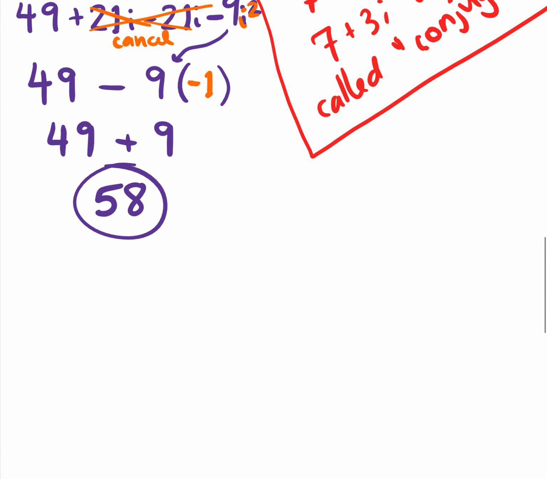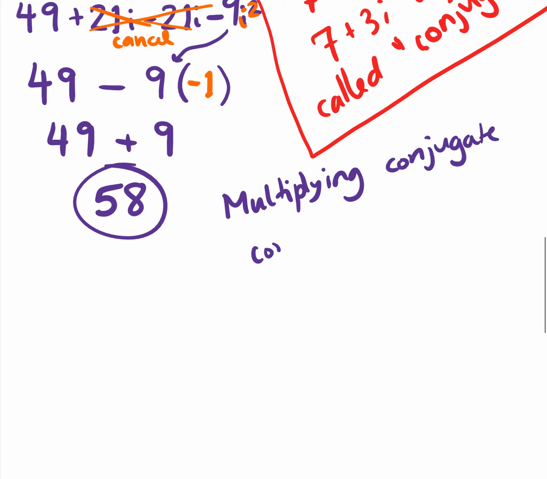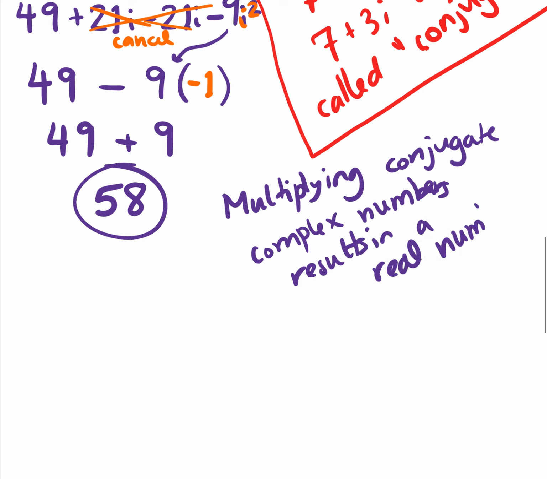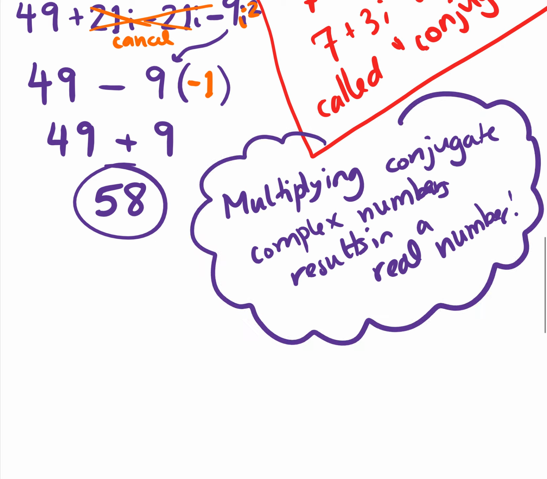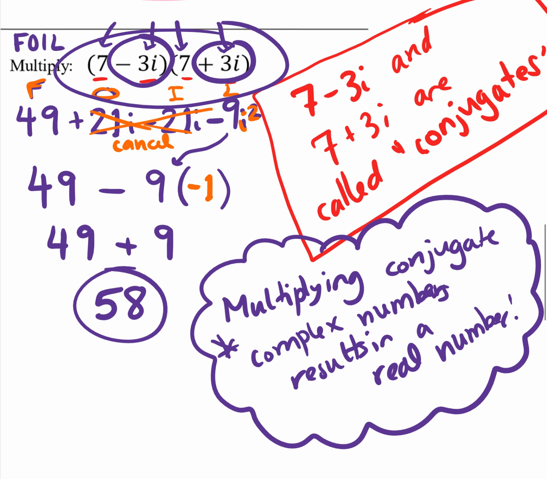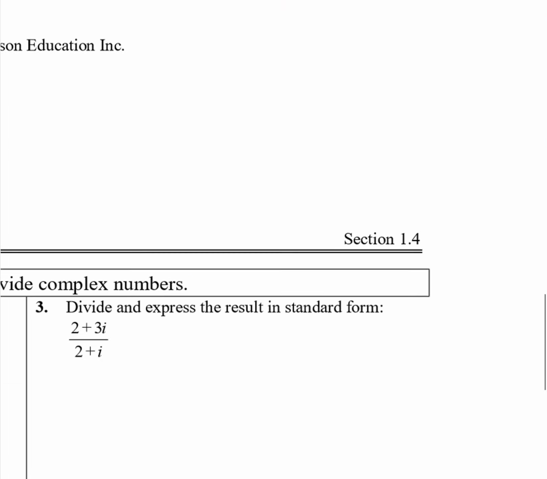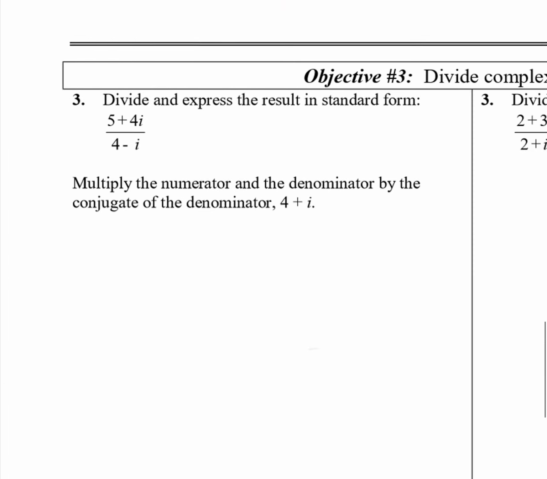So that's kind of important. That'll be important in a second. I'm going to write that down. Multiplying conjugate complex numbers results in a real number. And that's always true. I mean, this was just a specific example with 7 and 3i as our real and imaginary portions of the complex numbers, but if they were any other real or imaginary numbers, it would be true also. It would end up with something that didn't have any imaginary portion.